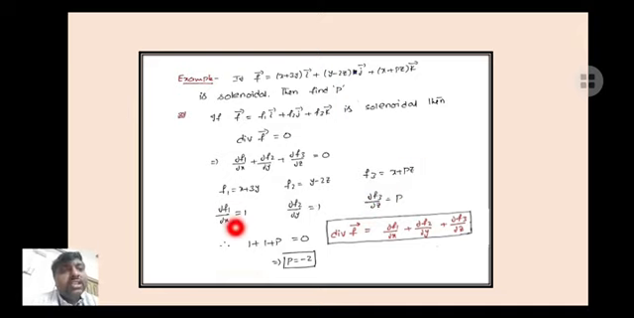Replacing these three values in the divergence, div f bar is equal to dou f1 by dou x plus dou f2 by dou y plus dou f3 by dou z, that is nothing but 1 plus 1 plus p is equal to 0. Since our given vector point function is solenoidal, the summation is equal to 0. So that is 1 plus 1 plus p equal to 0, that is 2 plus p is equal to 0. So finally p is equal to minus 2.